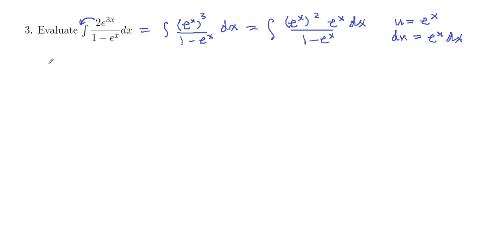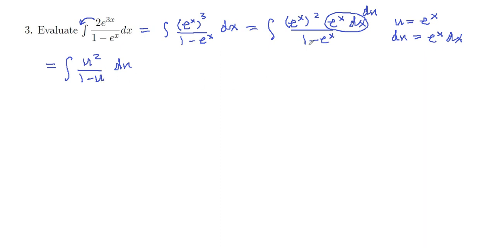So let's take a look at that. So this would equal integral u squared over 1 minus u and then du, where here's your du. And then this is a ratio of 2 polynomials. And then we could do long division on that. So that'd be one way to do it.